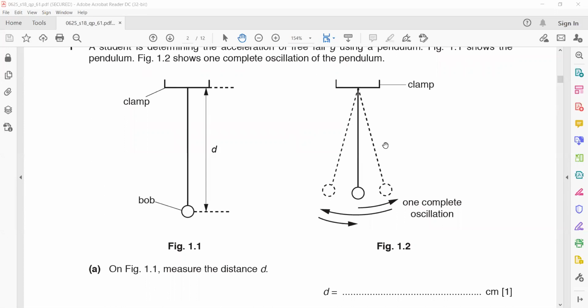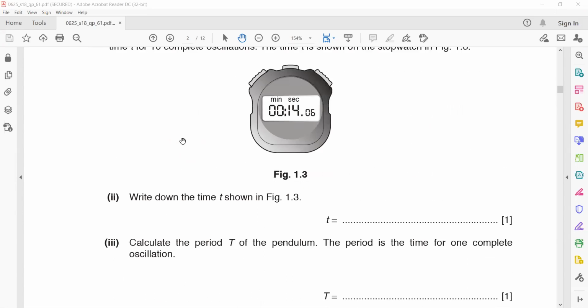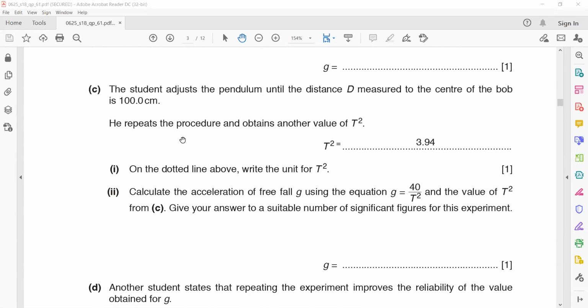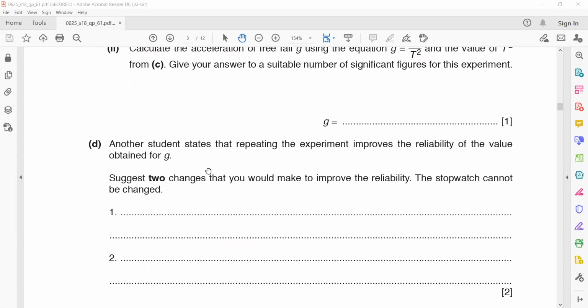So he should repeat. And how will he repeat the experiment? By recording the time for a different number of oscillations, or repeating the experiment with different lengths. Is it clear? Marking a mean position and extreme position, why is it not given here as an answer?